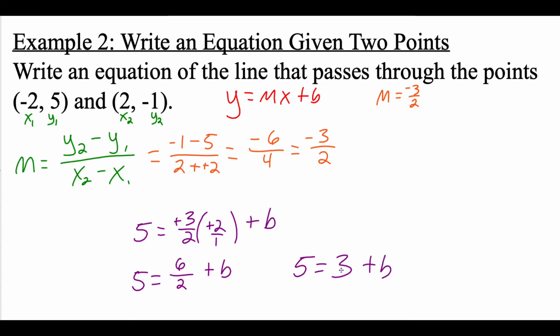I want to solve to get b alone, so I've got this +3 on the right-hand side. To get rid of a +3, we're going to have to subtract 3 on both sides. So the +3 and the -3 cancel each other out. On the left-hand side, 5 minus 3 is 2. So we get 2 as our b value. Now we've got everything we need to write out our equation. I know my m, my slope, is -3/2, and I just found my b value, y-intercept, to be 2. So the equation is y = -3/2 x + 2.